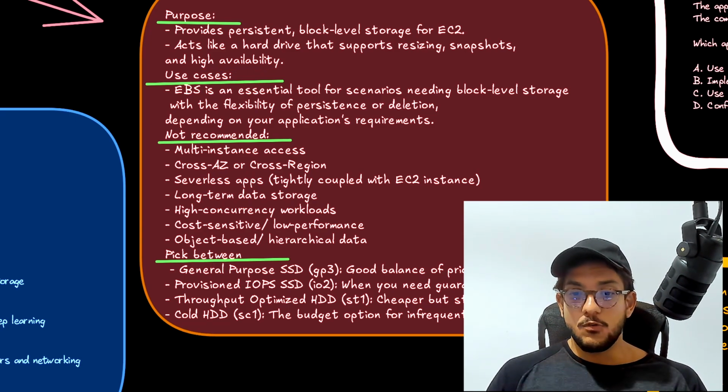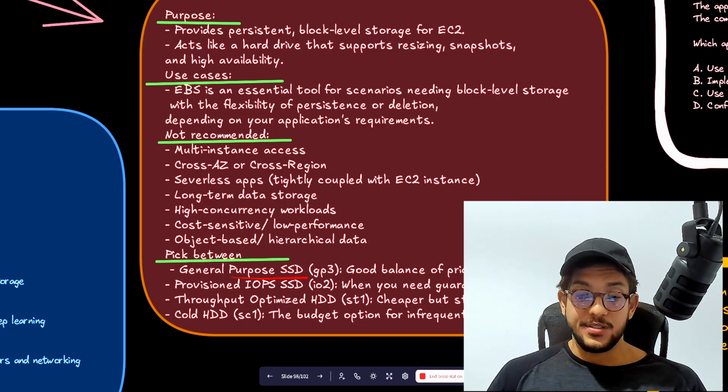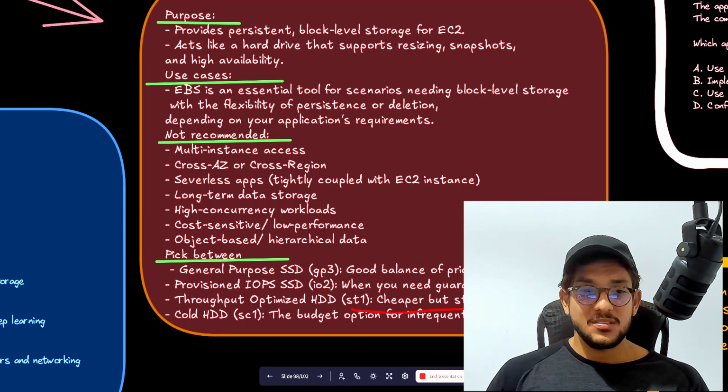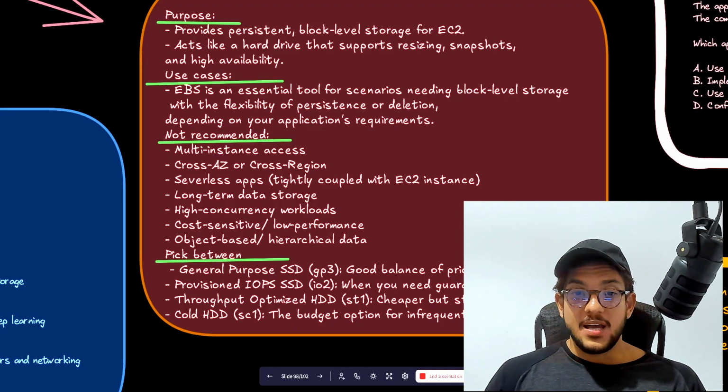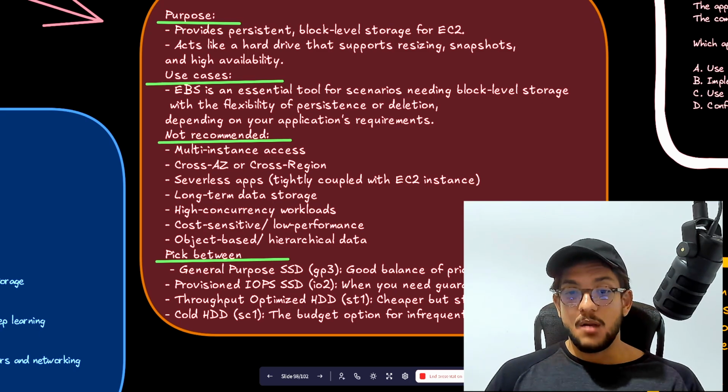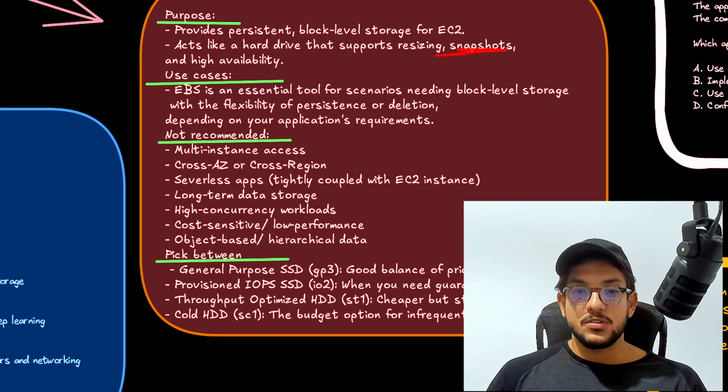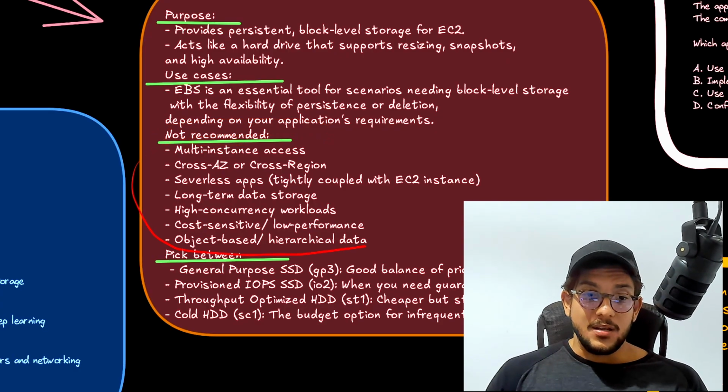From my experience, you will pick between general purpose SSD, they offer a good balance of price and performance. Provisioned IOPS SSD when you need guaranteed input-output performance. Throughput optimized HDD, cheaper but still decent for sequential access. Cold HDD, the budget option for infrequently accessed data. EBS snapshots are point-in-time backups. You can use them to restore volumes or create new ones. Keep in mind, don't use EBS for serverless apps. They don't need it. Or for data that would be better in S3 really.